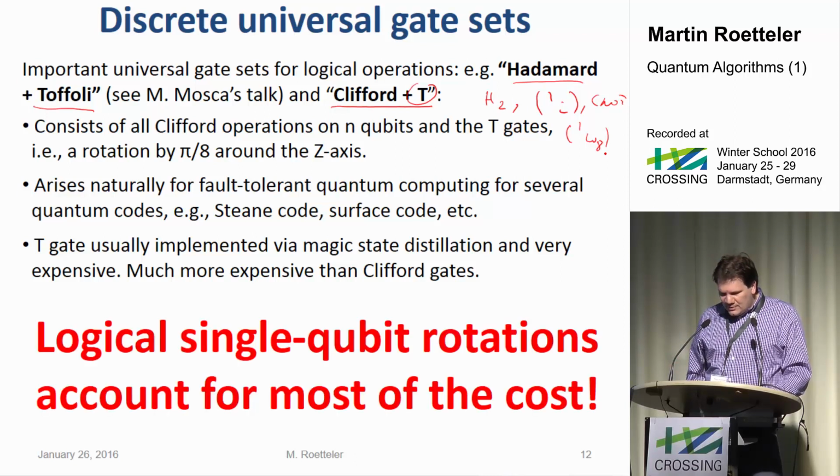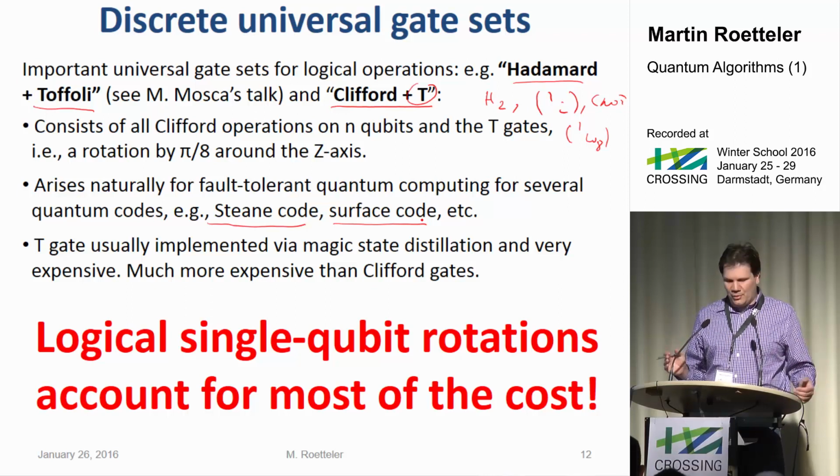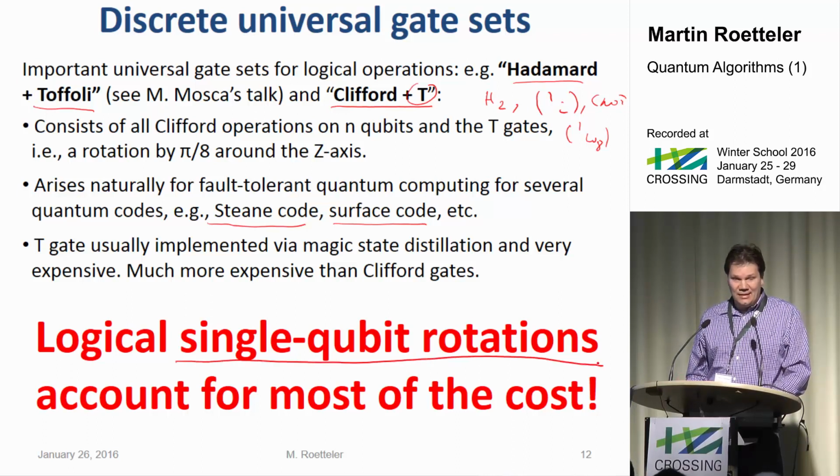Why are these interesting? Well, you can apply them in a fault-tolerant fashion, these gates, for many codes. For instance, the Steane code, the surface code. They are popular choices for fault-tolerant implementation of quantum computing. I'm not going to go into that, but it's very useful to keep in mind that that's where the cost will come from. If you want to implement a quantum algorithm on an actual computer, most of the cost will sit in these operations, and in particular it will sit in the single qubit rotations, not in the controlled NOTs.